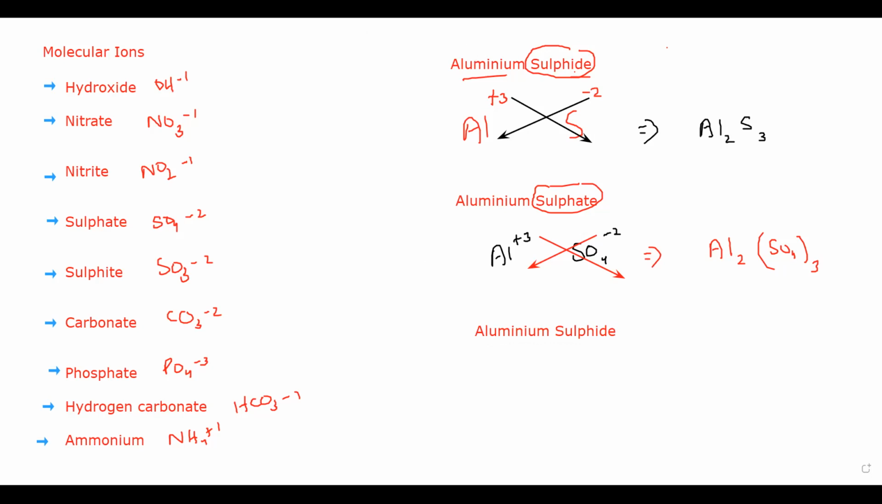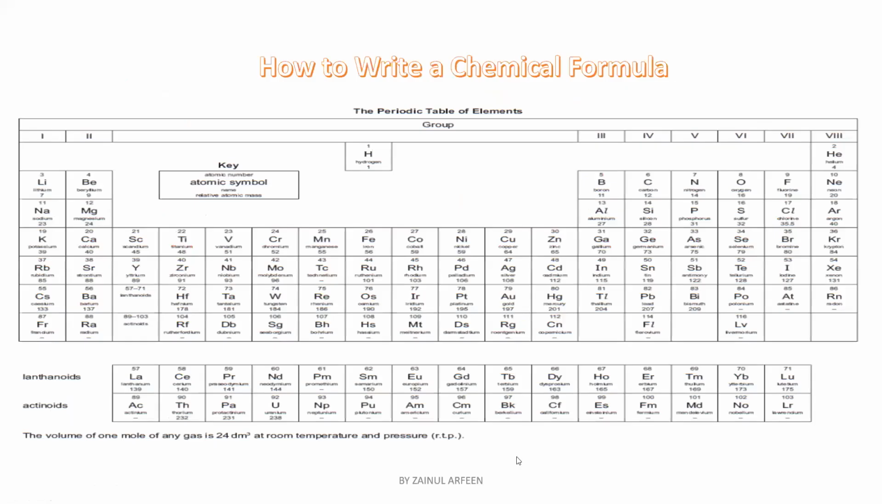When you check the group, sulfur belongs to group 6. Here is sulfur and it belongs to group 6. So group 1 is plus 1, group 2 is plus 2, group 3 is plus 3, then minus 4, minus 3, minus 2, minus 1, 0. So it belongs to group 6. Oxygen, sulfur, selenium, they are all minus 2. Is it clear?